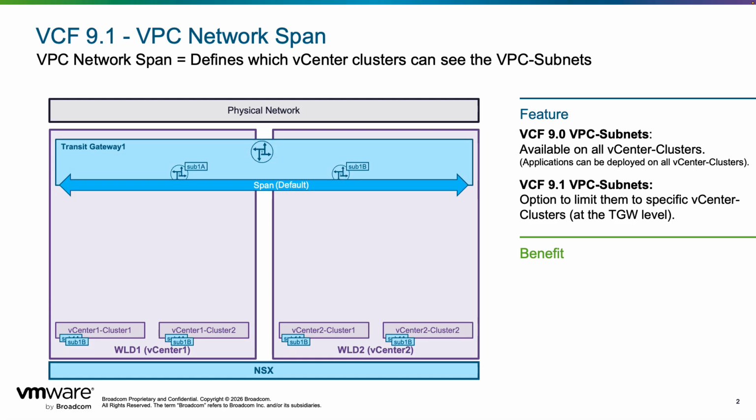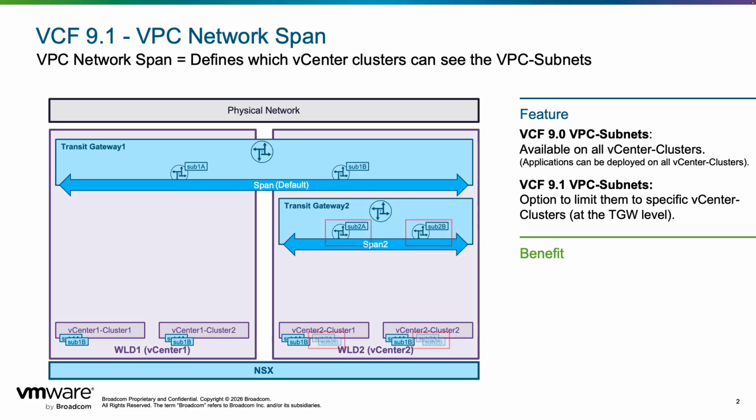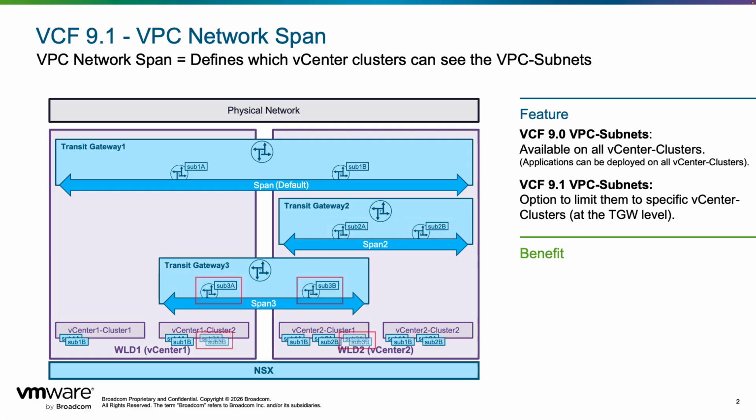While VPCs connected to the default transit gateway still maintain that global availability, you can now deploy additional transit gateways with a custom span targeting specific clusters. Any VPC connected to these gateways will inherit that span, restricting its subnets to only those designated hosts in the vCenter clusters. So what does that mean for the vCenter admin?